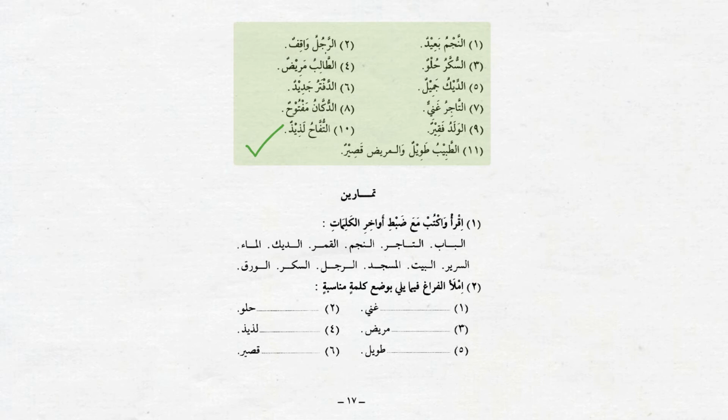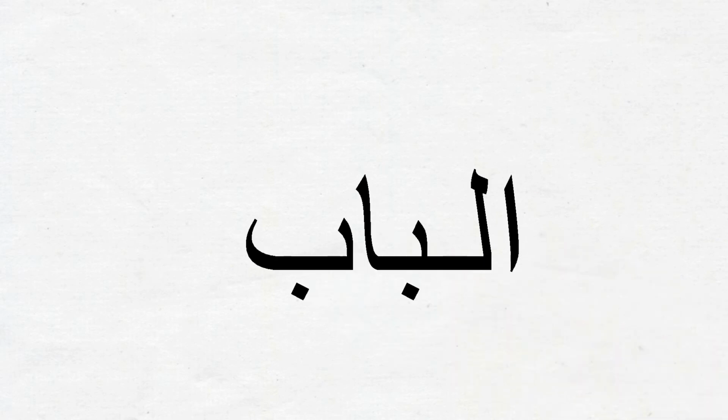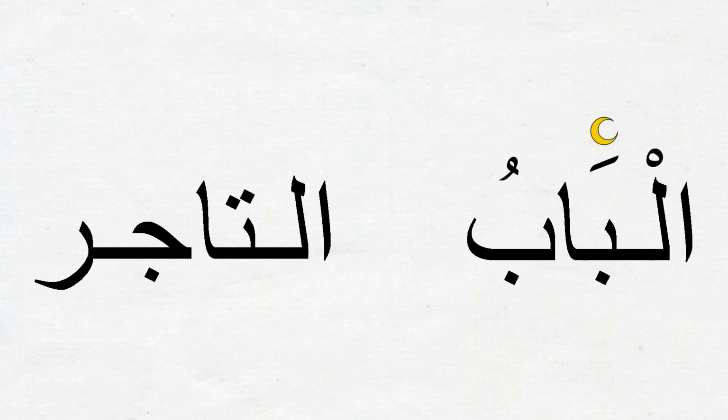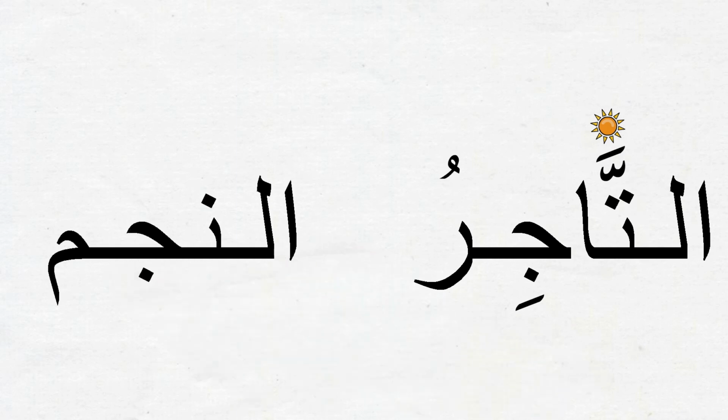Let's move on to exercise number 1. Here we will practice reading the words with proper vowel signs. As usual, I will give you a few seconds to try yourself first, then I will read it for you. The first one. Al-babu, the door. This word is starting with the Qamariyya letter, ba. Next one. At-tajiru, the merchant or the trader. Ta is the Shamsiyya letter. An-najmu, the star. Noon is the Shamsiyya letter.